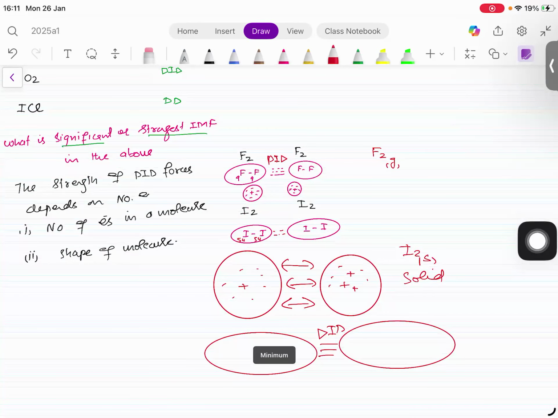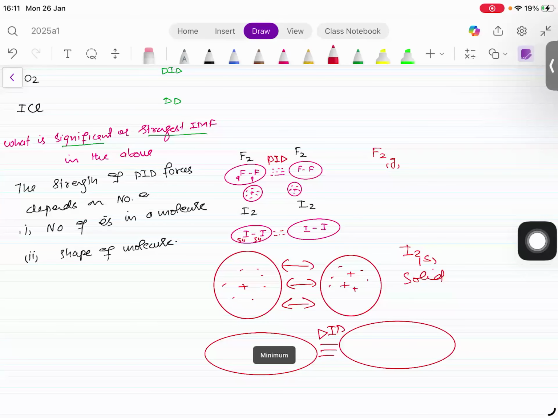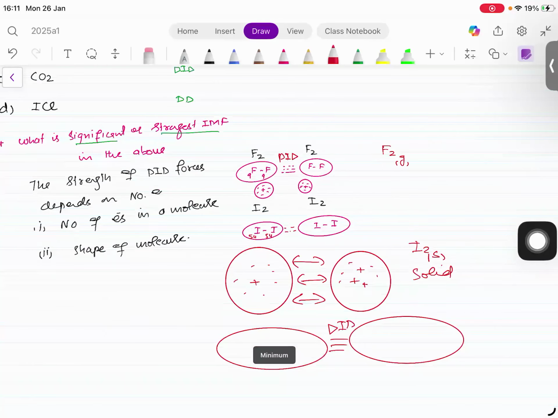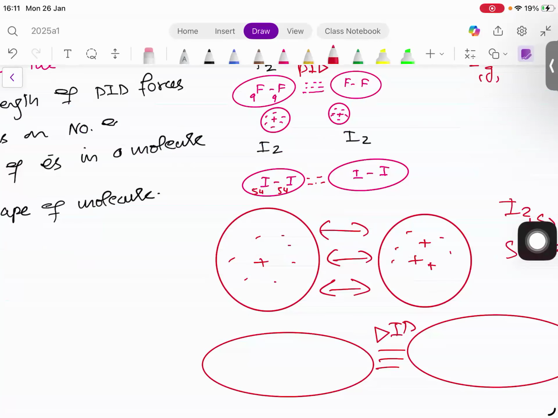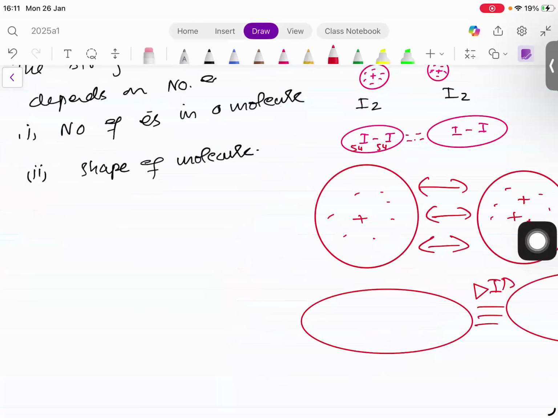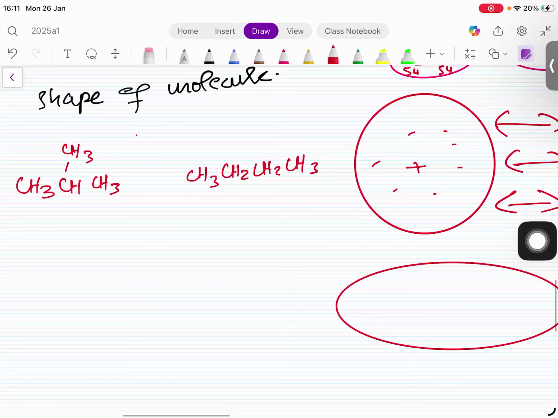Next, the shape of the molecule. The shape of the molecule is not that important here. It goes with organic chemistry, but I'll just give you the information on a need-to-know basis. For example, look at this. If I have CH3, CH3, and the same size of molecule like this, if you remember, this is the same C4H10, but one molecule is branched and one molecule is unbranched.